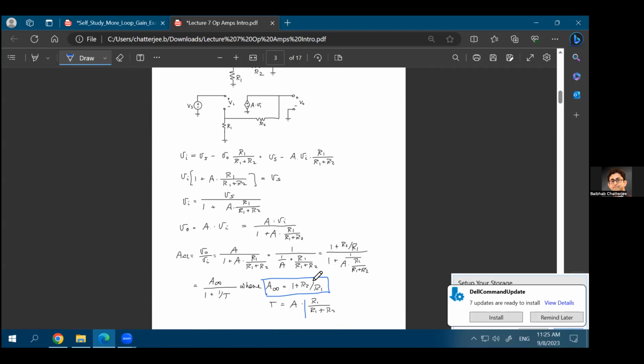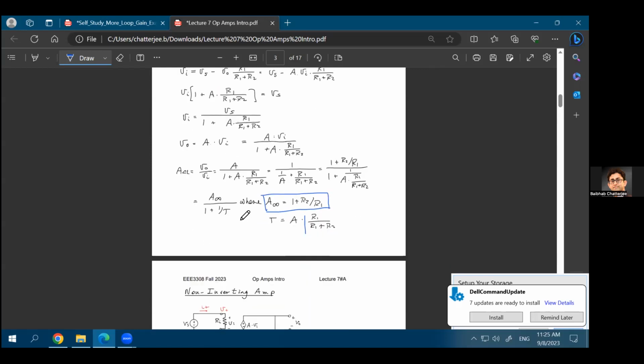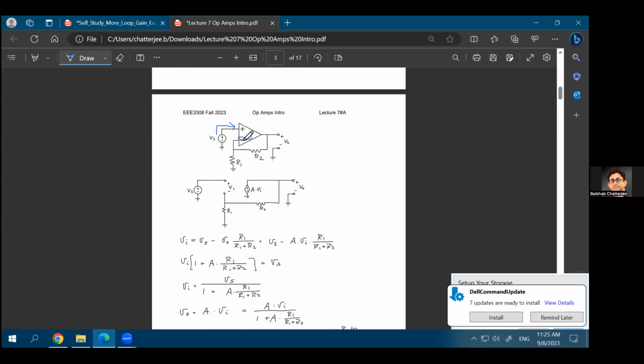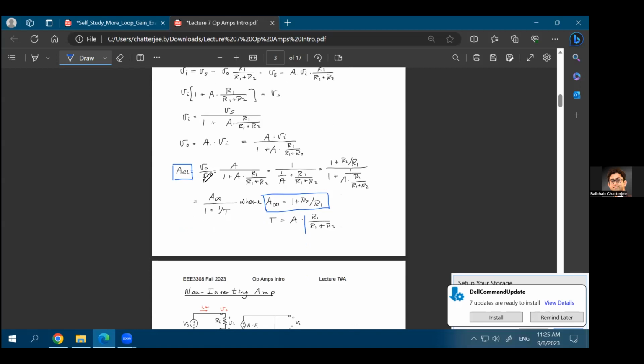For the inverting op-amp configuration, which we had seen earlier in the class, A infinity is equal to minus R2 over R1. And the overall gain of the system you can call the closed loop gain. ACL represents the closed loop gain of the system. So when you have a feedback loop, the overall gain of the system in a closed loop scenario is A infinity divided by 1 plus 1 over T.